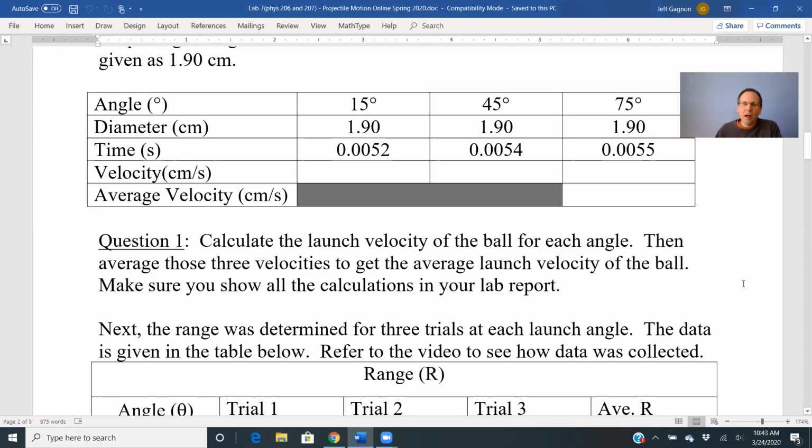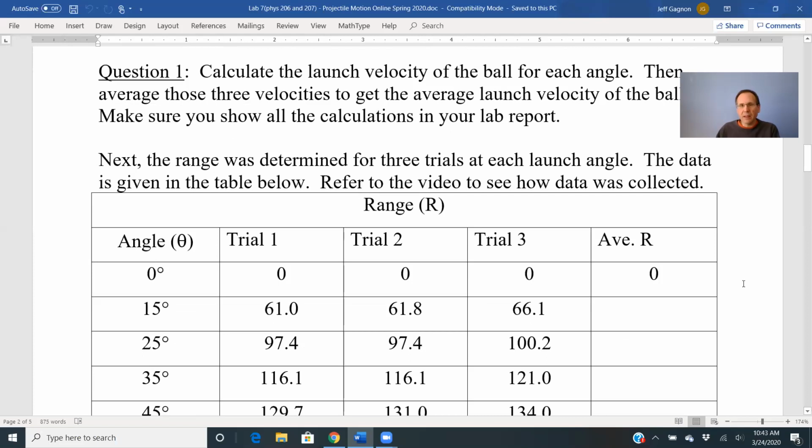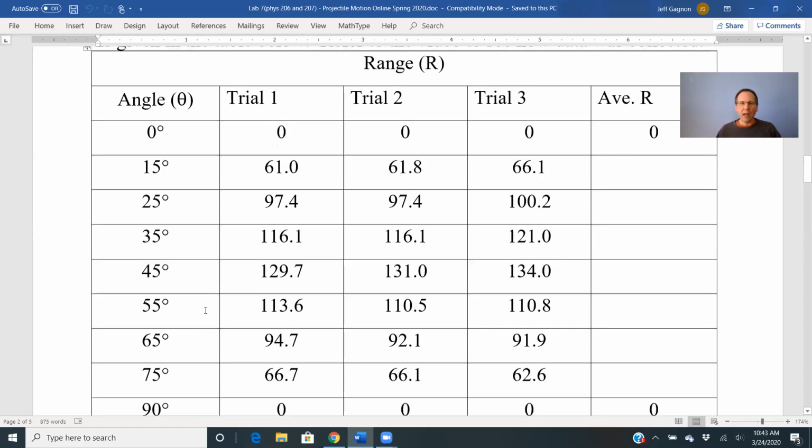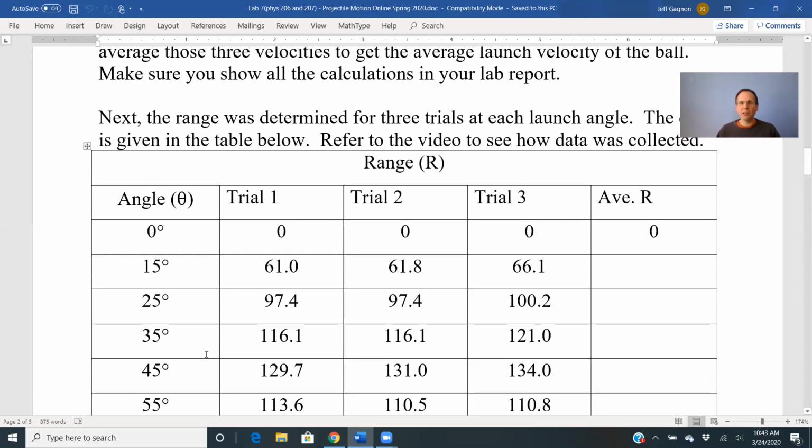Okay, next, here's the range data. So again, make sure you look at the video to see how this was collected. Basically, I measured the distance from where the ball landed on a piece of paper. I left a mark. We had a piece of carbon paper on top of a piece of white paper, so it leaves a mark. And I measured the distance in centimeters from that mark to the edge of the gun. And that's going to be the range. And I did 3 trials for each of those angles. Okay. Now, for 0 degrees and 90 degrees, it turns out that the range is 0. Actually, let me explain this more carefully.